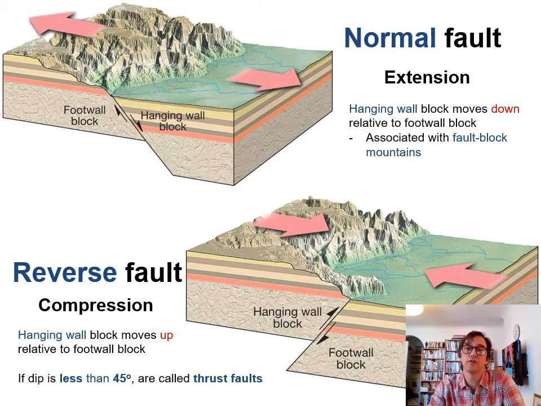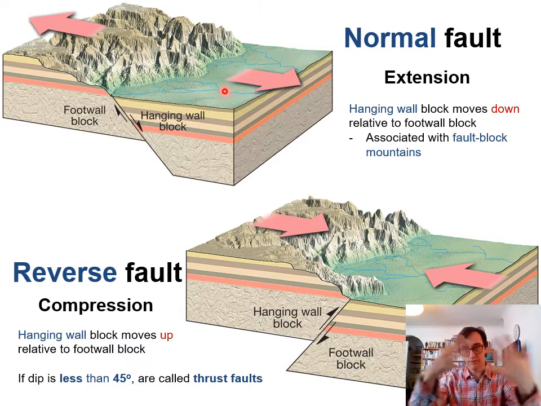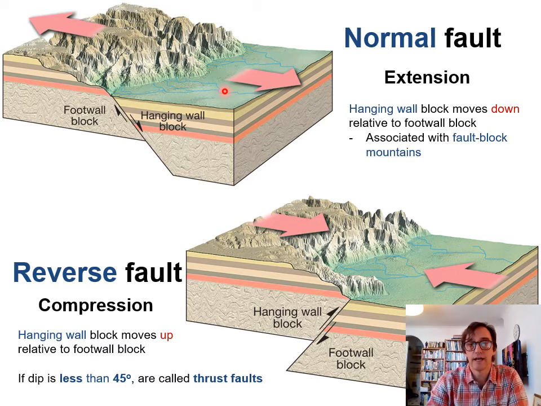So here shows normal faults at the top and reverse faults at the bottom. At the top you have extension of the Earth's crust, in continental rifting areas, which occur, say, in East Africa, but also parts of the United States, in the Basin and Range region of the southwest United States, as an example.